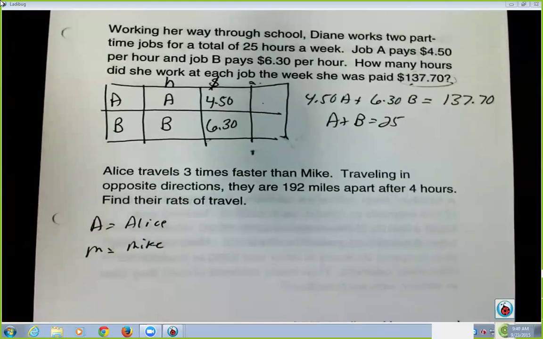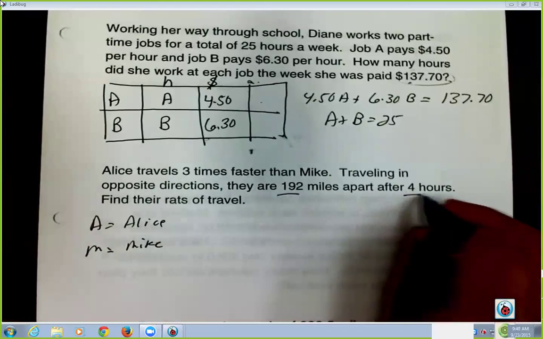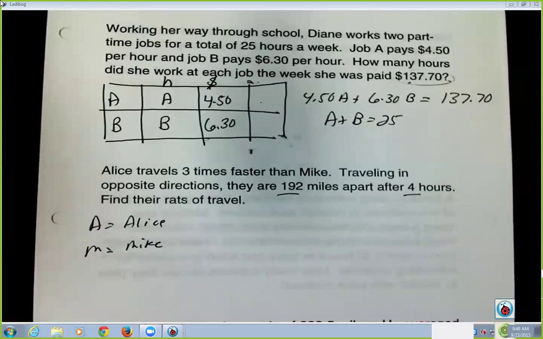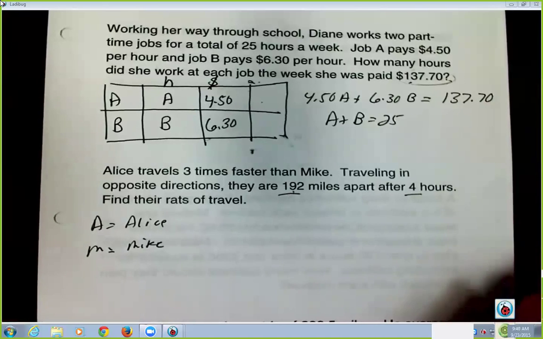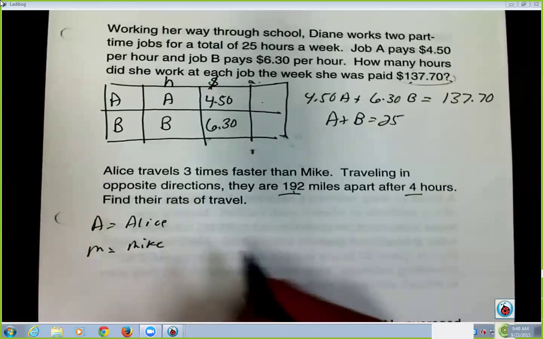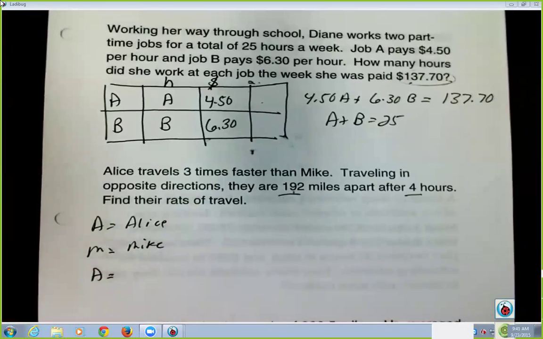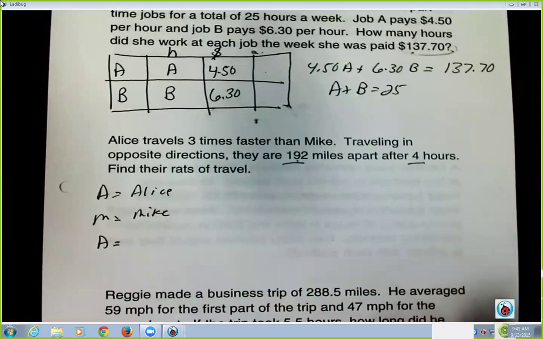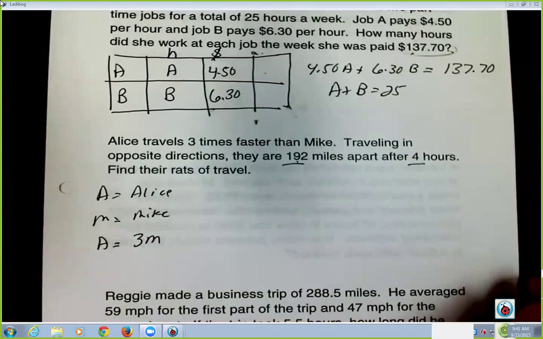Again, we need 2 equations out of here. One equation is going to be your miles. The other is going to be your hours. Or we've got to combine these together in here. So Alice travels 3 times as fast as Mike. So what does that mean? Alice equals 3 Mikes. So 3 times M.